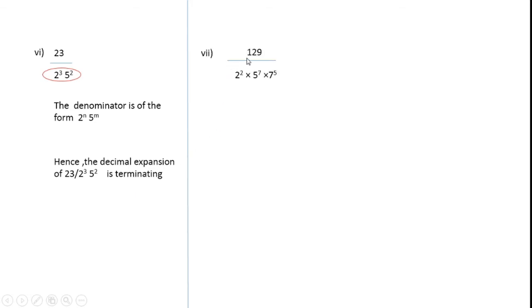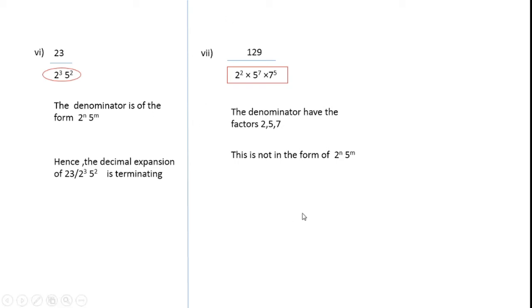The next one, 129 by 2 to the power 2 into 5 to the power 7 into 7 to the power 5. See the denominator. 2, 5, 7 are the factors of the denominator. But the theorem says that only if the prime factorization of the denominator is of the form 2 to the power n, 5 to the power m, then we can say that it is terminating. Here, this is not in the form of 2 to the power n, 5 to the power m. Hence, it is a non-terminating repeating decimal.